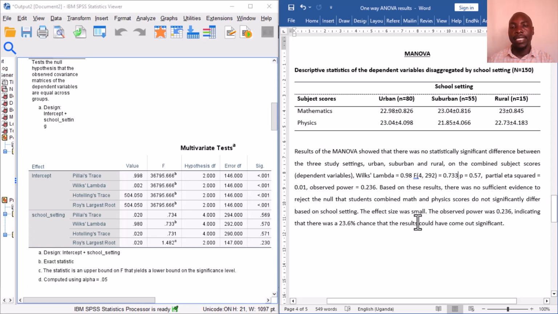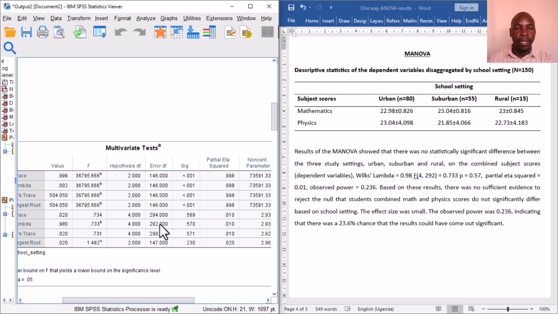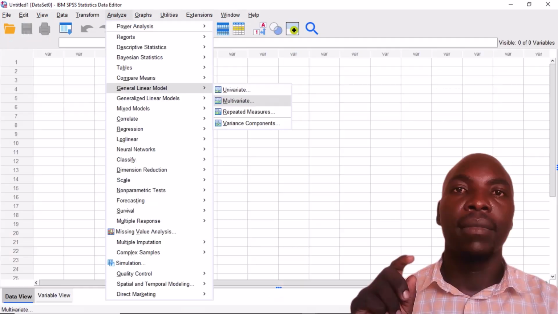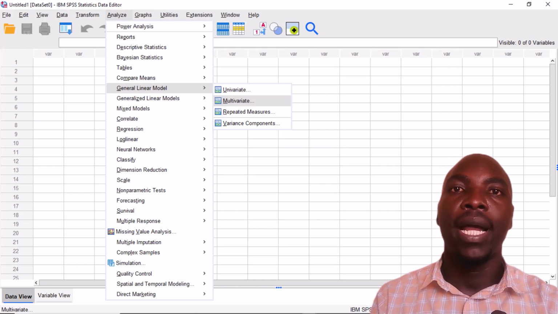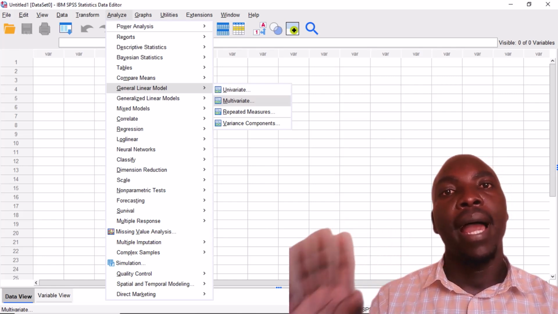And the effect size is small, partial eta squared for that Wilks' Lambda. Here it is 0.01, the partial eta squared, and the observed power was 0.236, indicating there was a 23.6% chance that the results could have come out significant. So that's how you run a MANOVA test in SPSS: the assumptions to look at, how to interpret the findings, and how to present results for your analysis.